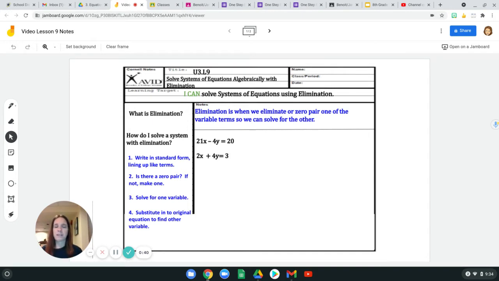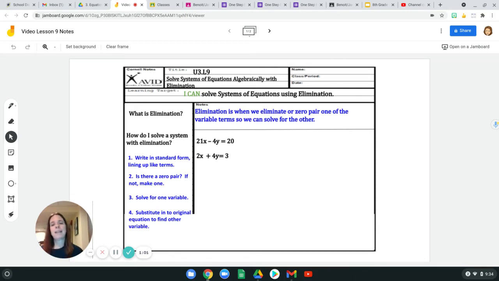You can pause this at any time. You can rewind. Take your time going through this as it's a video for you to watch. Step 1, we're going to write in standard form. So standard form is used for elimination. So if both of your linear equations in the system are standard form, you might want to use elimination.